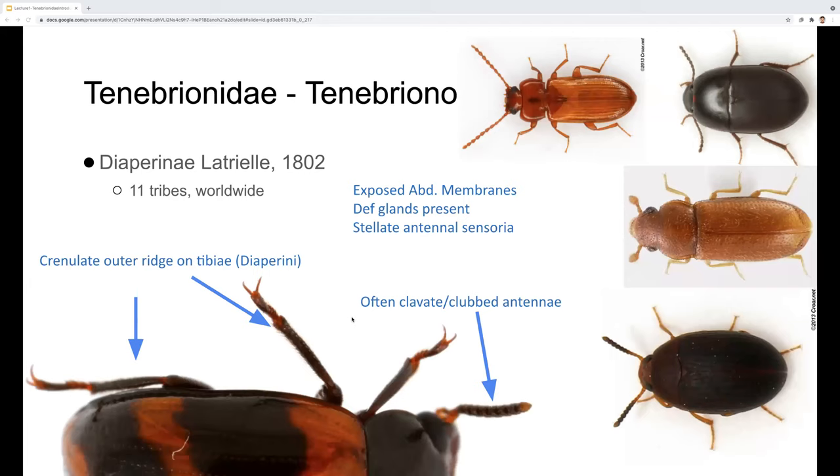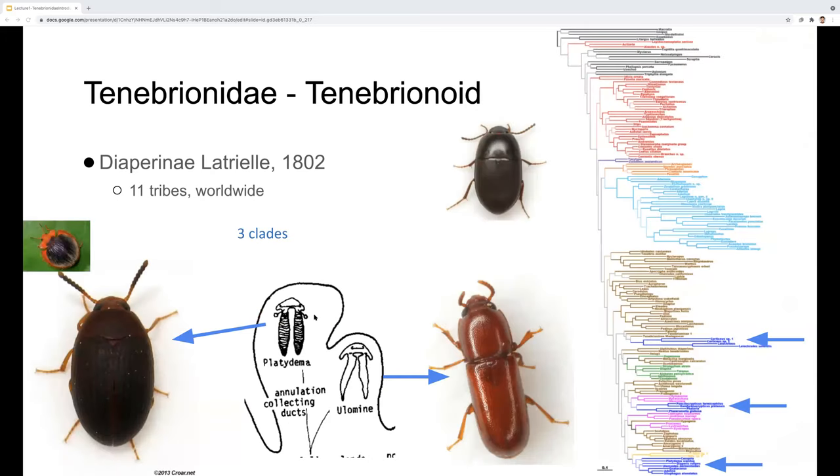We also have the Diaperinae, which has 11 tribes worldwide, exposed abdominal membranes. Defensive glands are present. They have these compound stellate antennal sensoria. Again, we'll talk about some of these characters in detail in a bit. They also have these clavate or clubbed antennae. True Diaperines have this kind of crenulate ridge on the outside of the tibia, which is a really good character that we'll talk more about to identify things. 11 tribes worldwide. Turns out not monophyletic. There are 3 distinct groups. And if we start looking at defensive glands, which we're going to talk about, some of them have these annulated defensive glands. Some of them have them really simple. So we have an issue here as well.